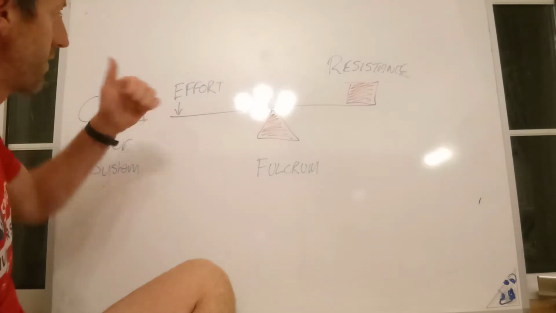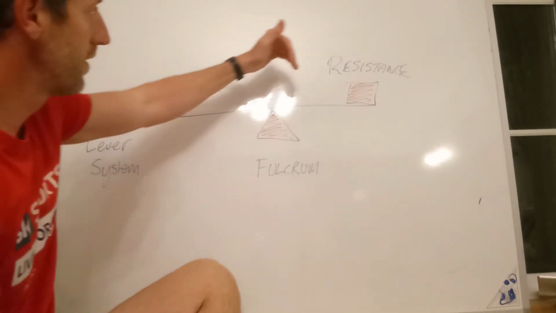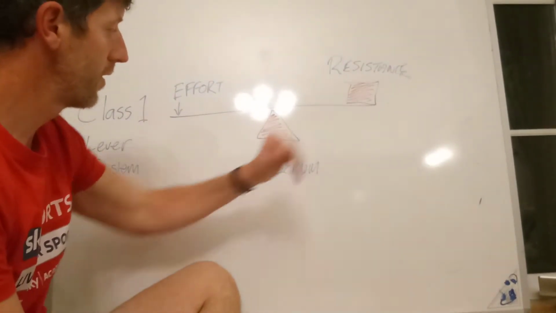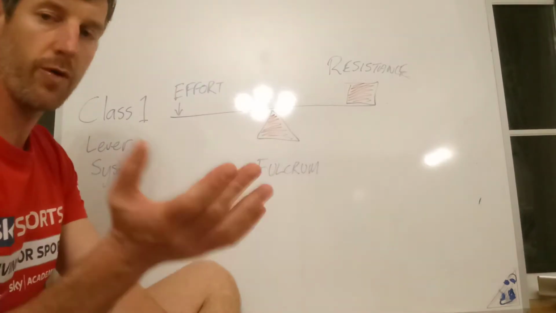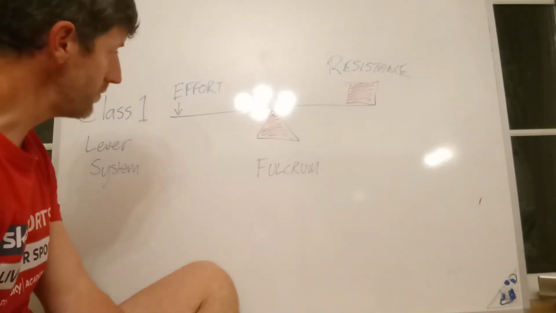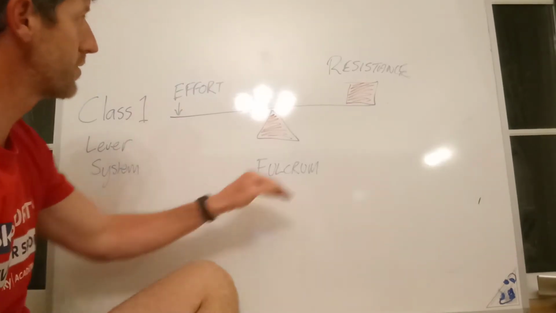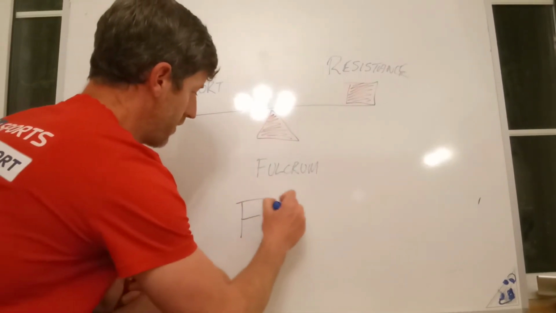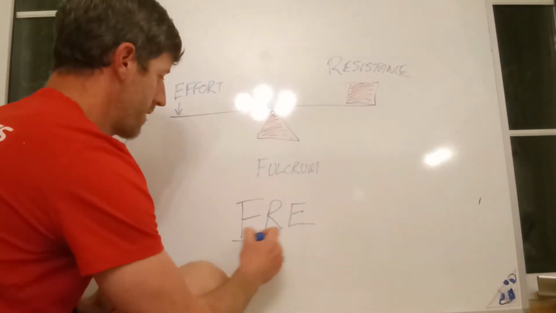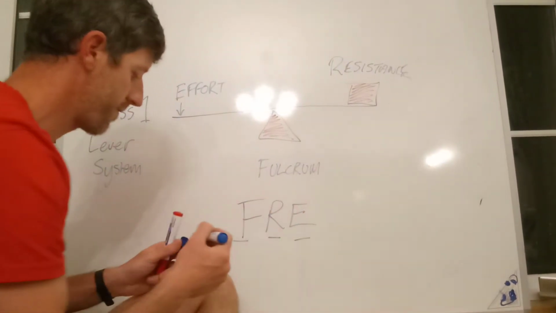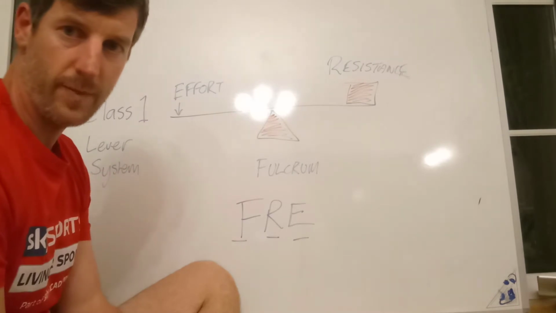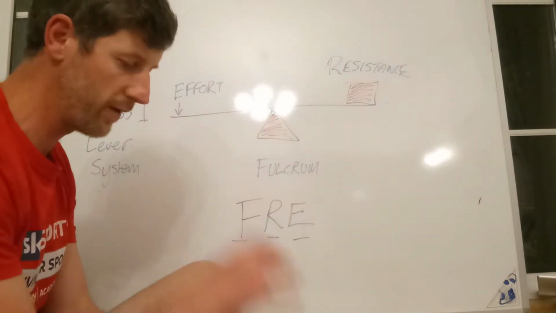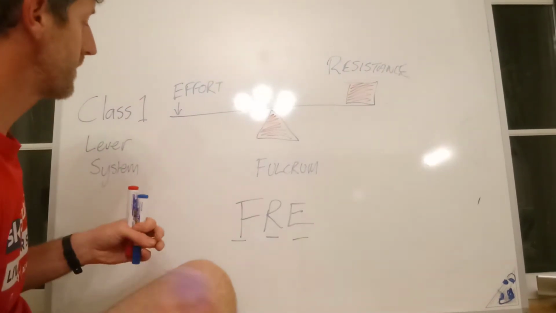Effort is the force applied at the one end of the lever. The resistance is the load that needs to be moved. The fulcrum is the pivot point of the lever. It's important that you remember those three, so I like to remember it as FRE: fulcrum, resistance, effort. On the slides I've got all the tasks for you, so I'm not going to give you any tasks right now. So that's part 1.